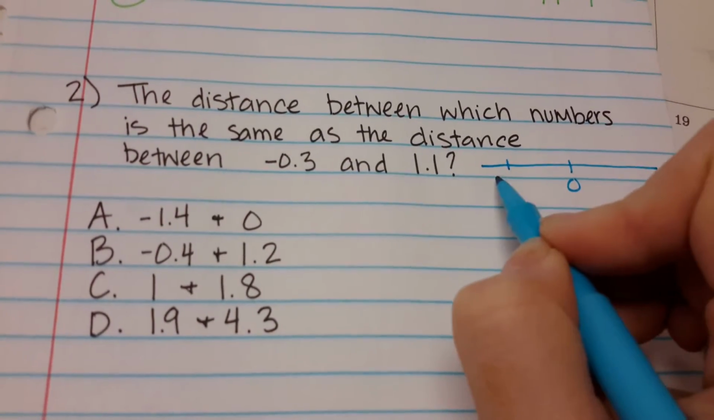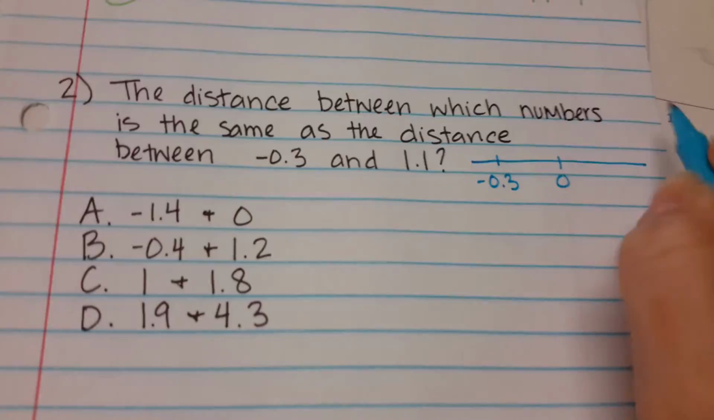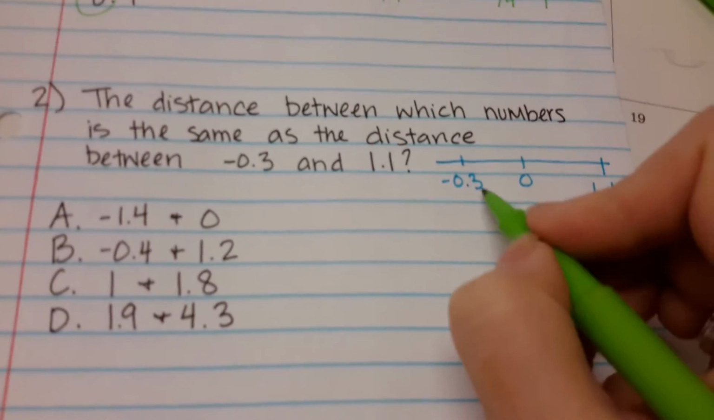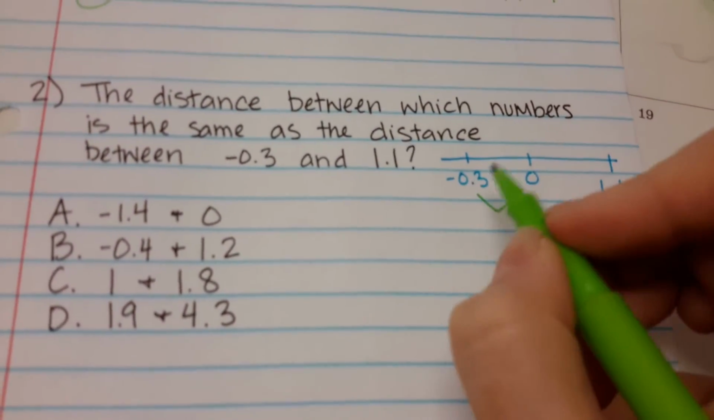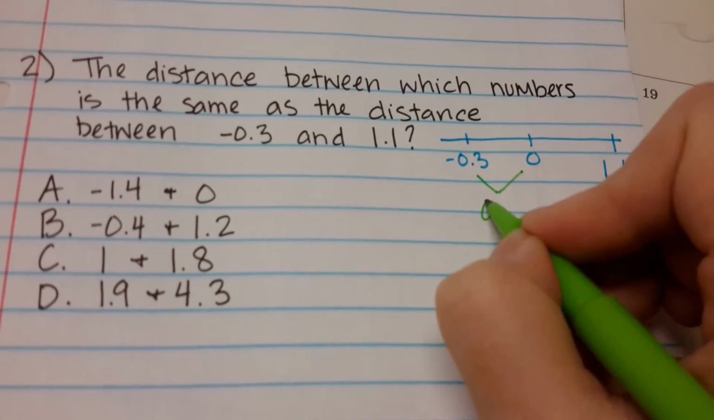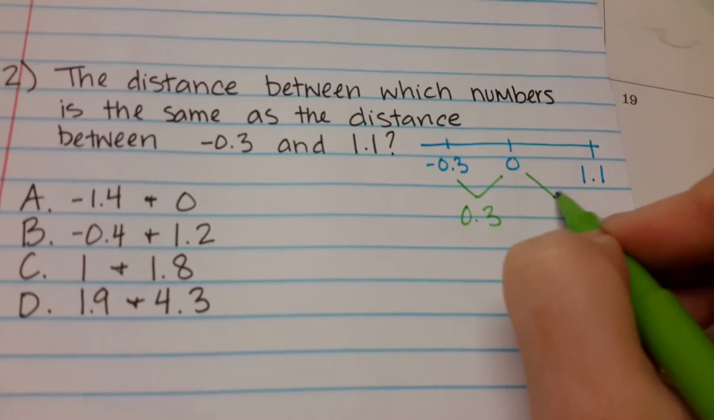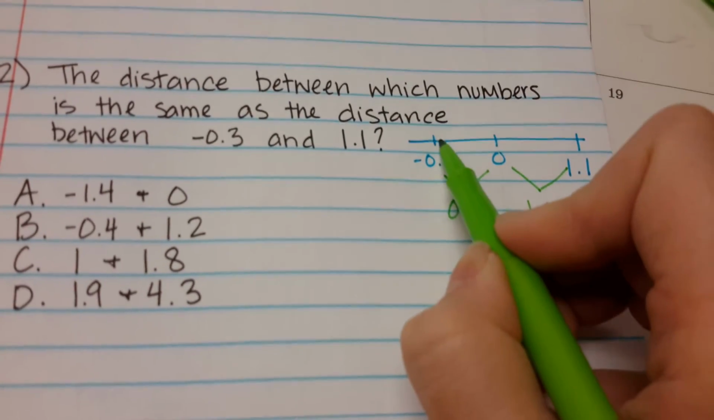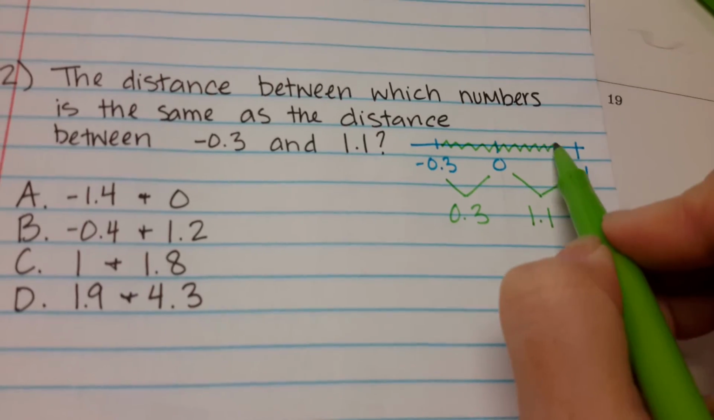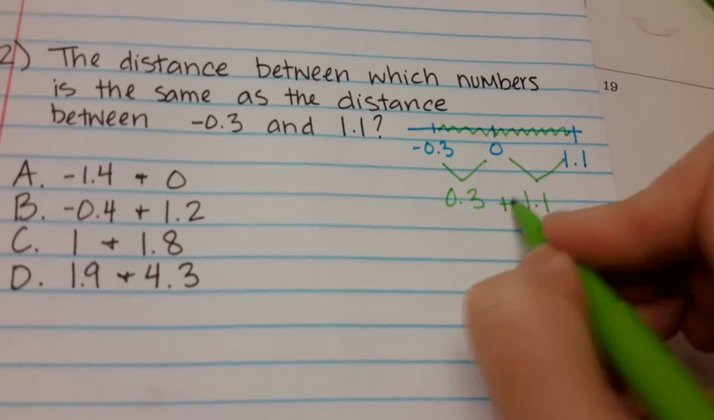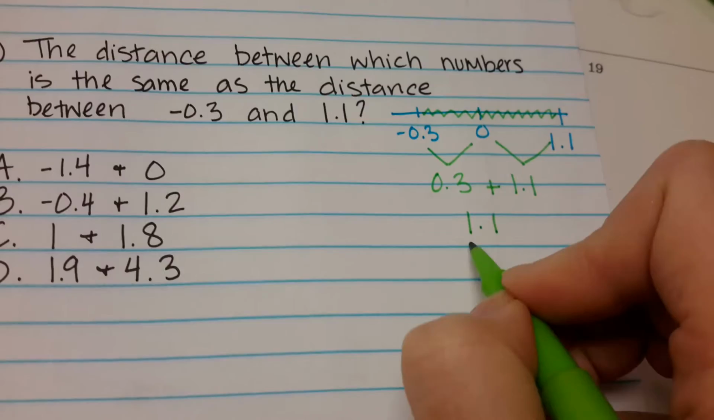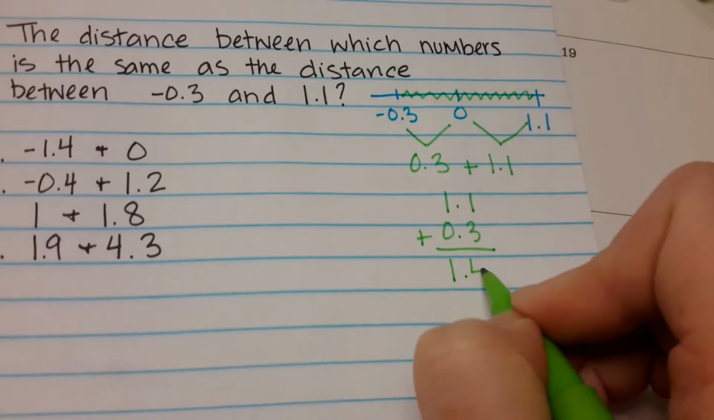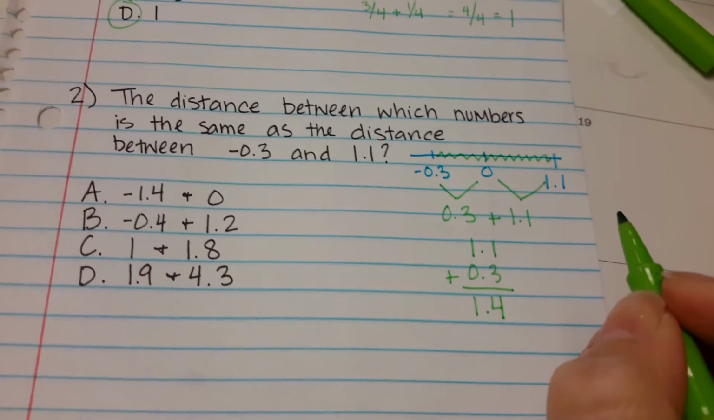We have -3/10 and 1.1. And that's positive. So from -3/10 to 0 is 3/10. From 0 to 1 and 1/10 is 1 and 1/10. And if we want this whole distance, we want both of these pieces, we're going to add those together. When we're adding decimals, make sure to line up the decimal point. Add like normal. And the distance is 1 4/10.